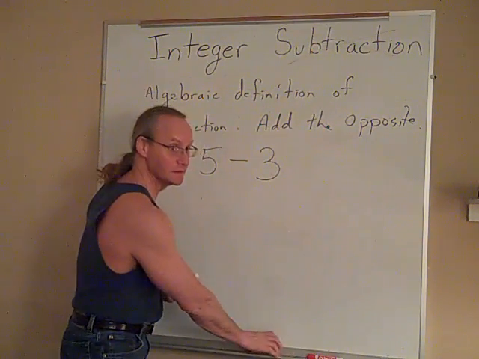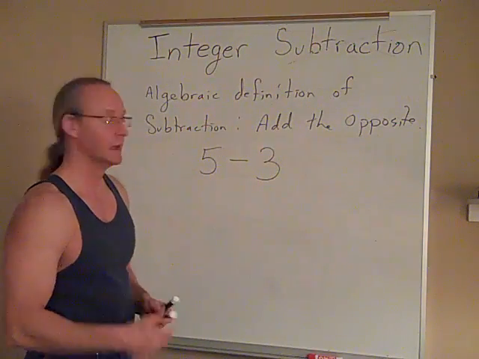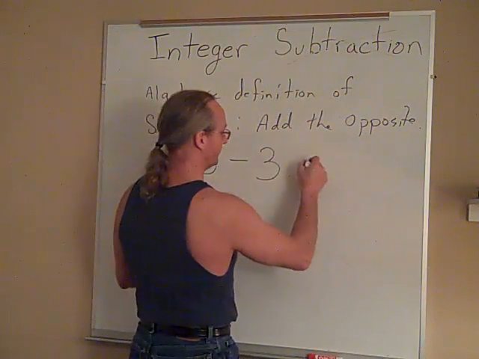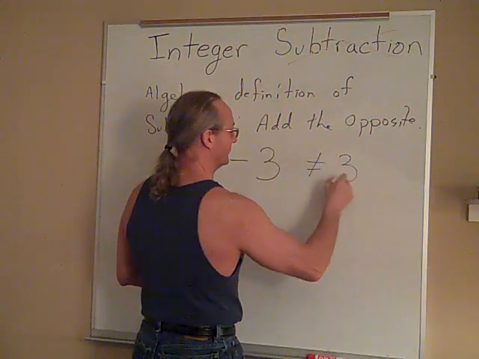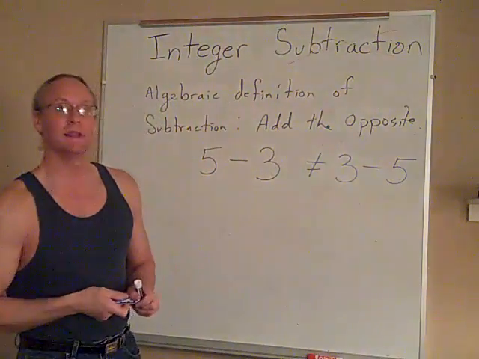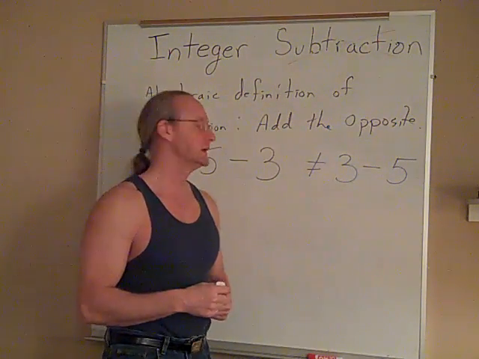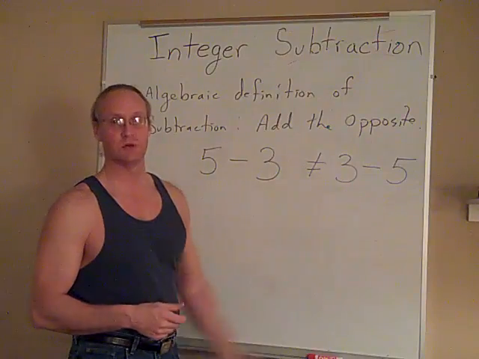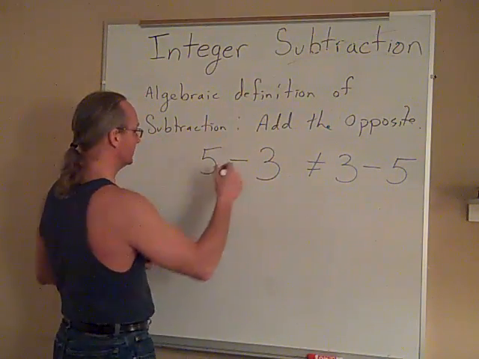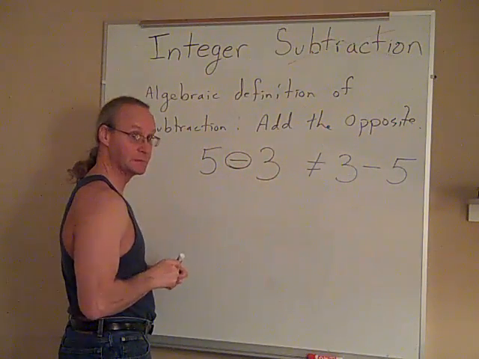One of the main reasons is that subtraction is not commutative. 5 minus 3 is not the same as 3 minus 5. And the commutative property allows us to do a lot of things in algebra and in mathematics, and we can't do it with subtraction. If we change subtraction, the operation, to addition, you see, that's an operation, not a sign.